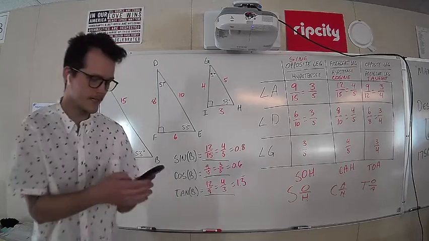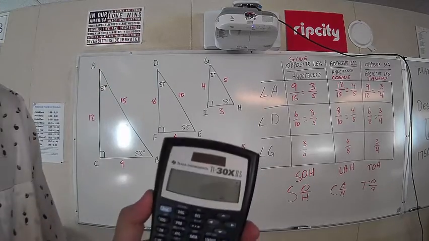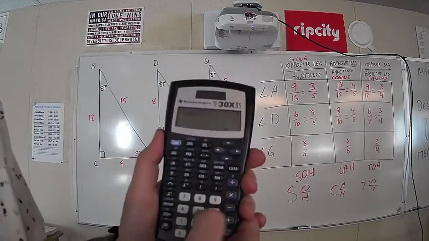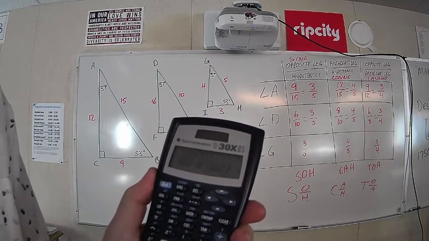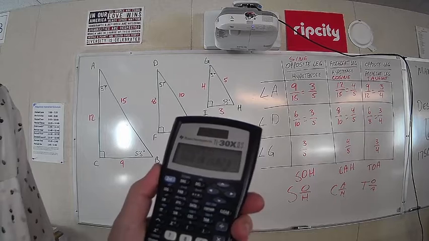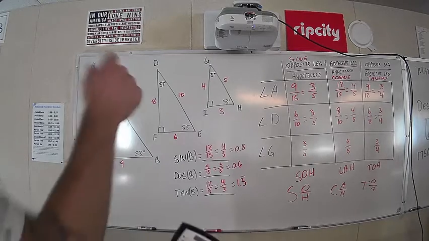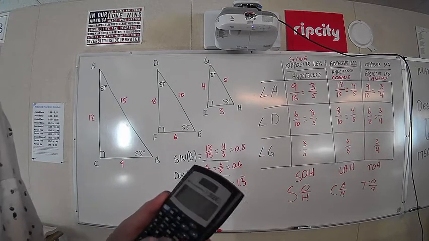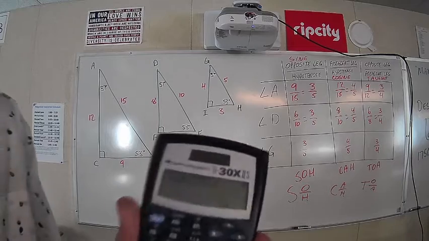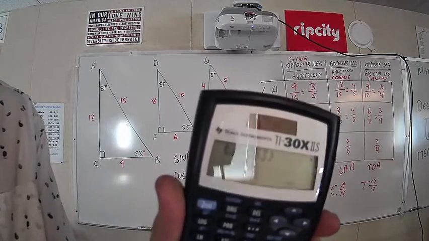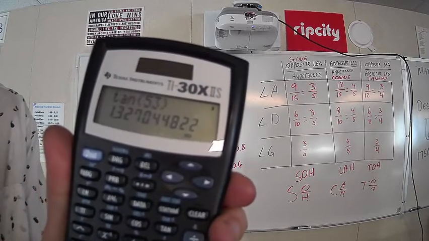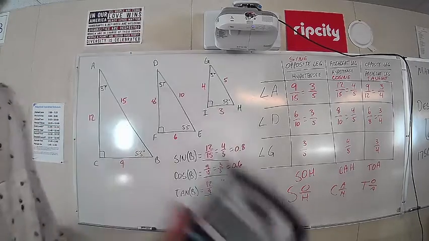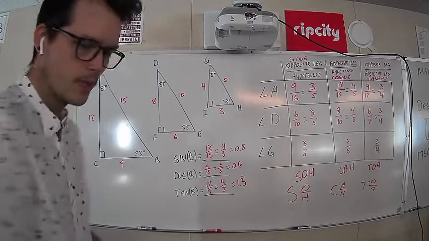Next one, cosine of B. Same sort of thing. I'm pressing cosine of 53, close my parenthesis, equals, and I get 0.60. If I round to the nearest hundredth again, 0.6, that matches what we have. And tangent of 53 in the same way. Tan of 53, and we get 1.32. So 1.3 is what we had previously.